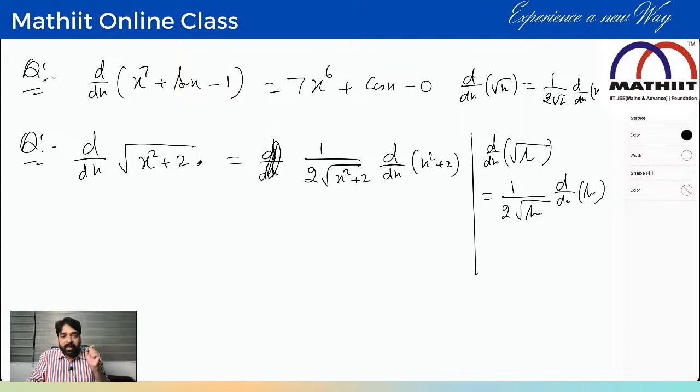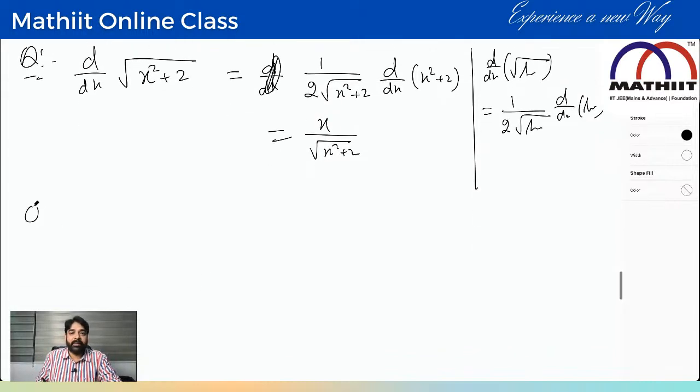Every time, remember, it's called a composite kind of function. Root is there, the first thing, root of something. That way we'll do. And now further, x square differentiation is 2x, 2 differentiation is 0, 2 and 2 cancel. Answer will be x by root of x square plus 2. I hope it's clear to everybody.